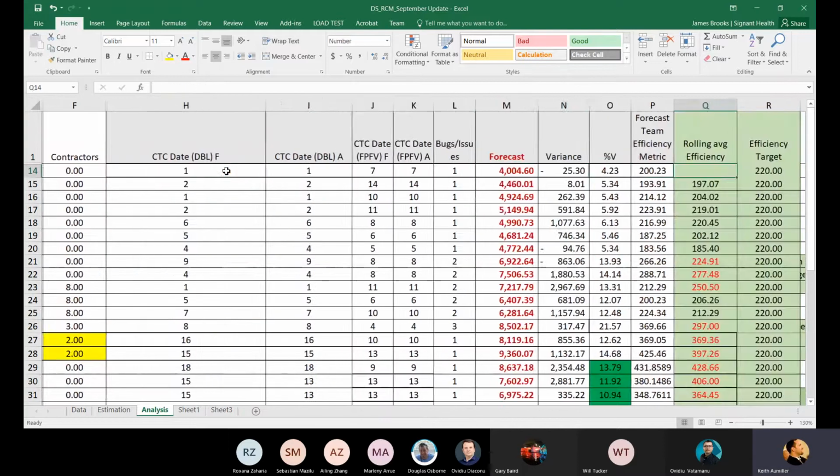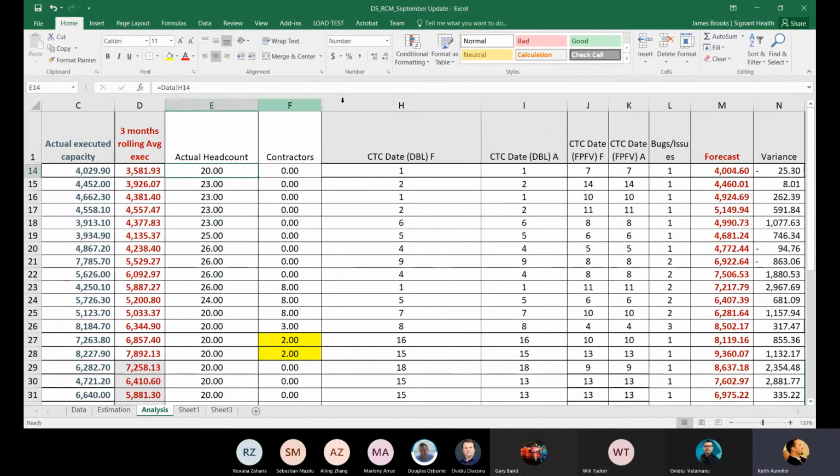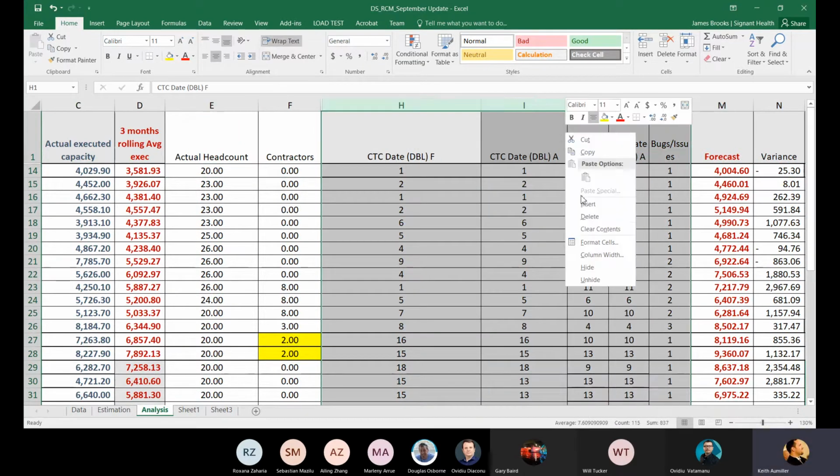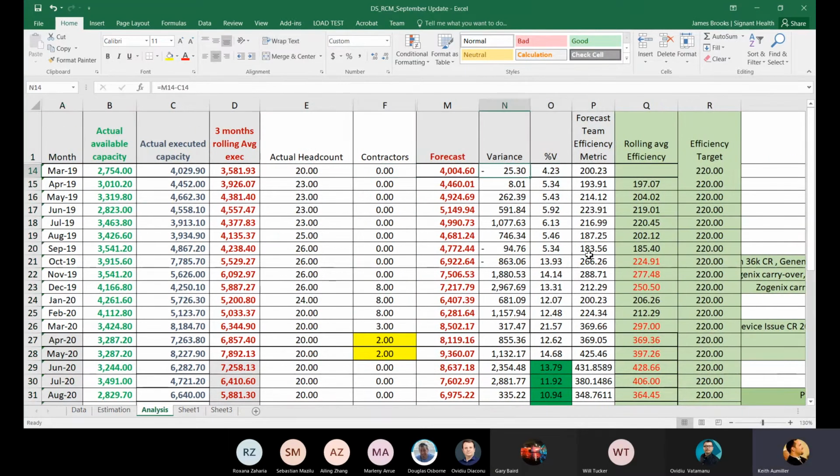So the goal here, whenever you're doing a forecast and developing a model, is to minimize the variance between your forecast and the actuals. I'm going to hide these variables now, just so that we can see what I'm comparing them to. So the idea is to minimize the variance between what my forecast is and what the actuals ended up being. The variance here is M14 minus C14. So this is the actual executed, the work that actually got done, right?